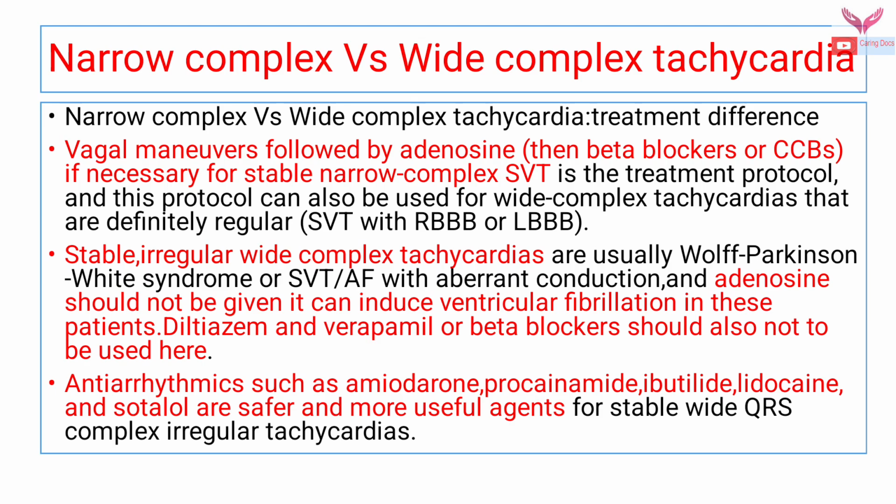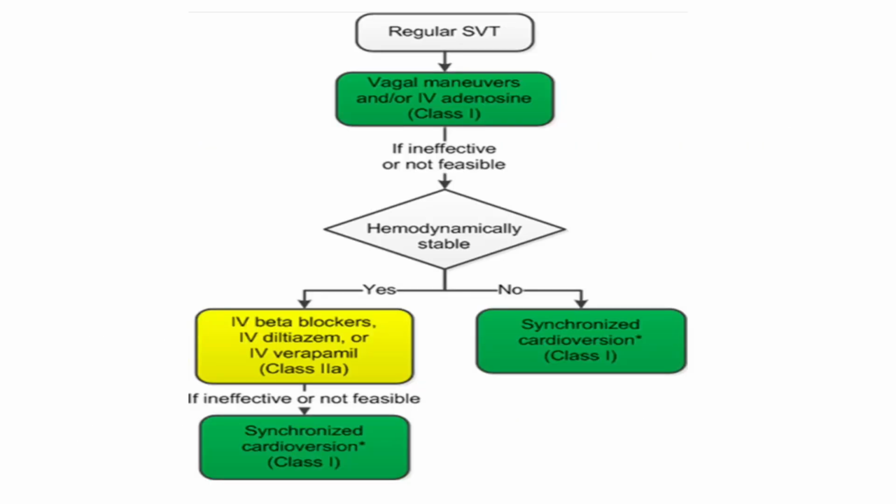Here, adenosine should not be given as it can induce ventricular fibrillation in these patients. Diltiazem, verapamil or beta blocker should also not be used here. Antiarrhythmics such as amiodarone, procainamide, ibutilide, lidocaine, sotalol are safer and more useful agents for stable wide QRS complex, irregular tachycardias. This is an algorithm.